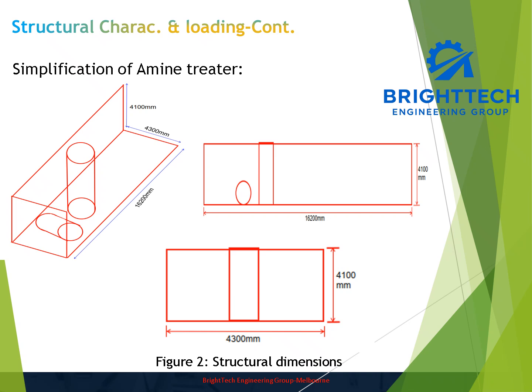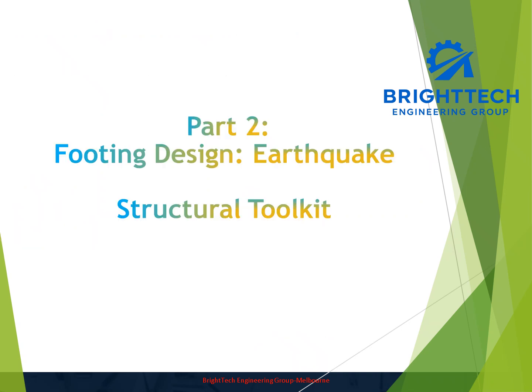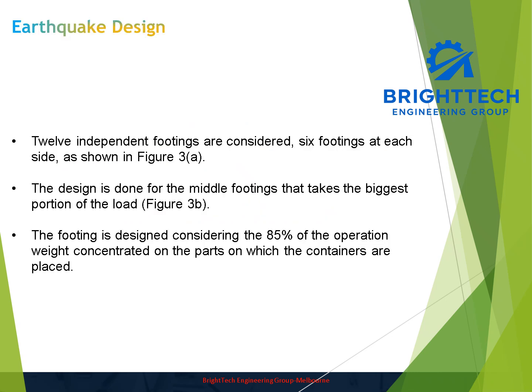Here is the geometrical configuration of the building that we are going to design the structure, the footing for. As you can see here, the length is 16.2 meters, the width is 4.3, while the height is 4.1. Part 2, footing design, earthquake using the structural toolkit.